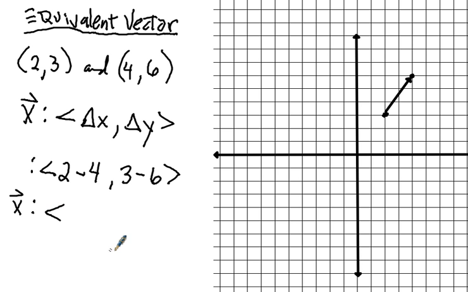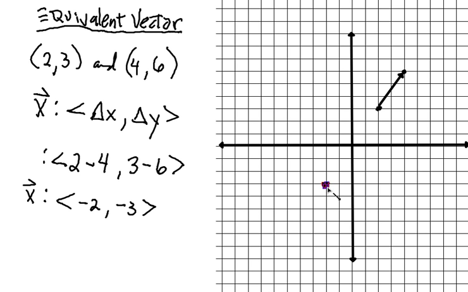Well, let's see what this vector is. It's 2 minus 4, which gives us negative 2. And this gives us 3 minus 6, which is negative 3. This vector starts at the origin and whose terminal point goes to negative 2, negative 3. So we'll go negative 2, negative 3. And we will connect this with a vector. So we have a vector going this way like this. Okay?